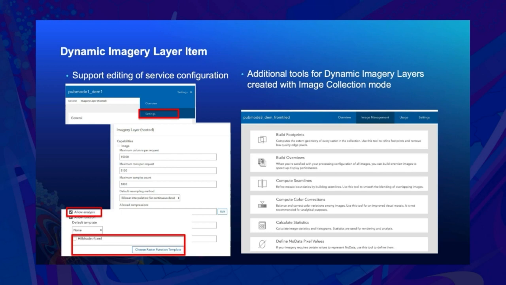And if your dynamic imagery layer is created through the image collection mode, you will also see additional options on the item detail page under the image management tab to support additional processing on the dynamic imagery layer, such as build footprint, build overviews, compute seamlines, color correction, stats, or no data. And these options will show up based on the type of data you publish.